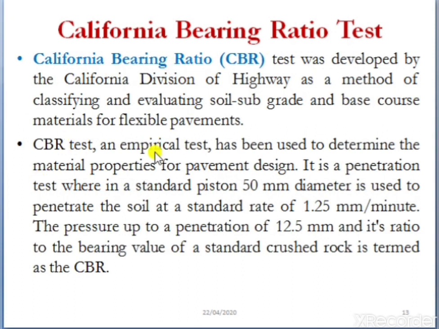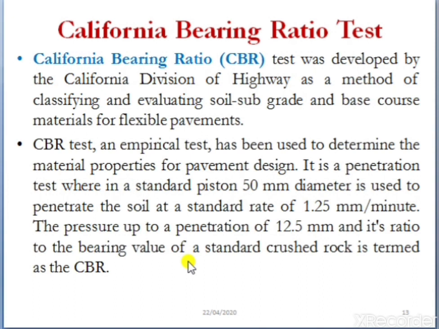So the CBR test is an empirical test and has been used to determine the material properties for pavement design. It is a penetration test where a standard piston of 50 mm diameter is used to penetrate the soil at a standard rate of 1.25 mm per minute. The pressure up to a penetration of 12.5 mm and its ratio to the bearing value of standard crushed rock is termed the CBR. So here in the CBR test, we are going to use a standard piston of 50 mm diameter.